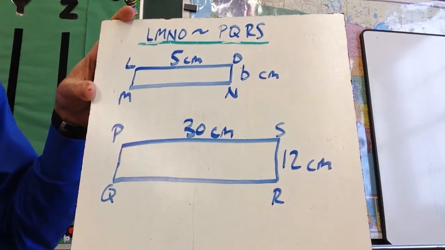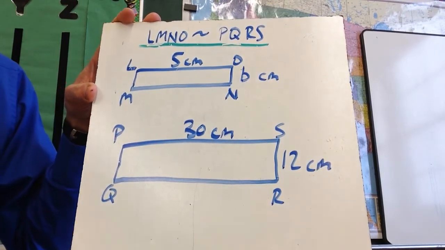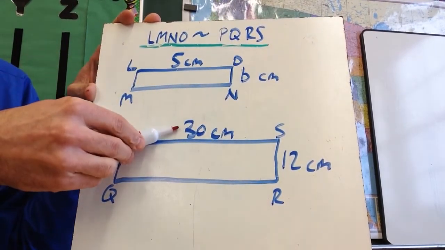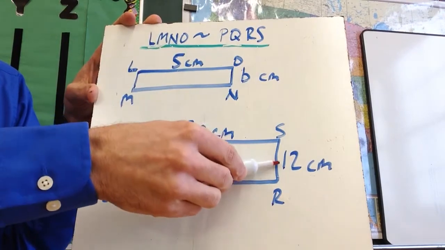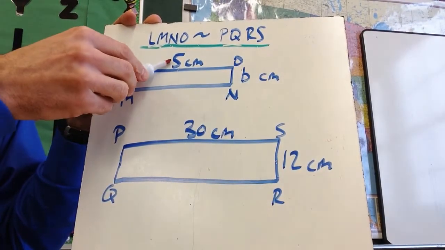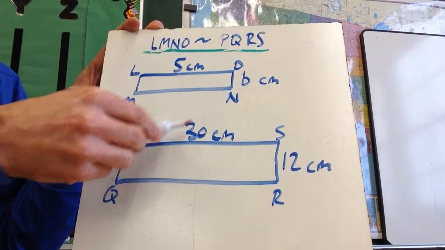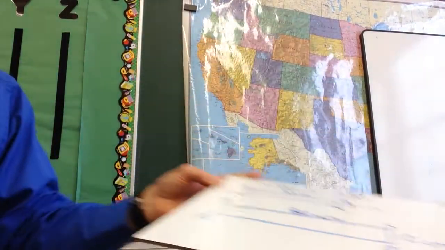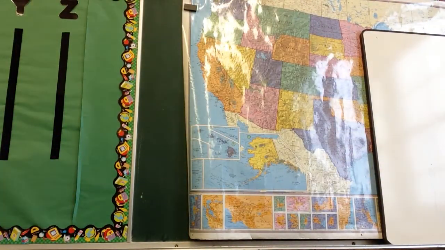So same idea, I can set this up however I want. I'm going to set it up this way. I'm going to put this side on top and this side on bottom, and then this side on top and this side on bottom. So it's going to be small rectangle over big rectangle, small rectangle over big rectangle, and so mine is going to look like this.